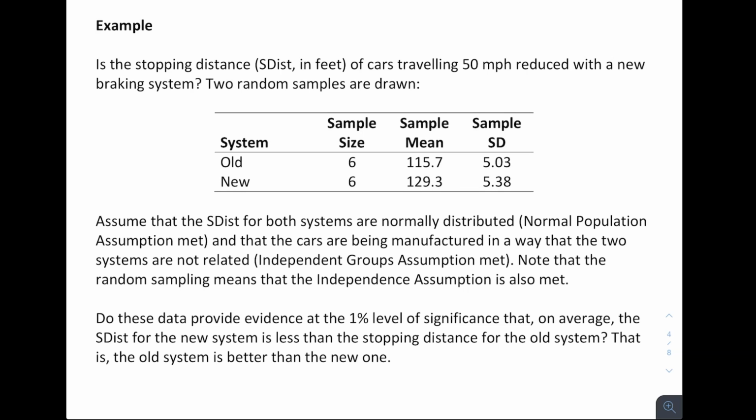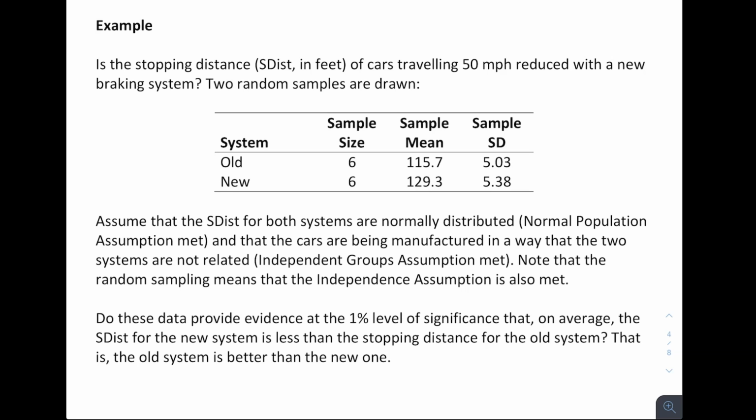I assume that the stopping distances for both systems are normally distributed so that the normal population assumption is met. We also assume that the cars are being manufactured in a way that they're not interfering with each other. The two systems are not related, so that we can assume the independence group assumption. And of course, the question tells us that the two samples are randomly drawn, so that the independence assumption will be met.